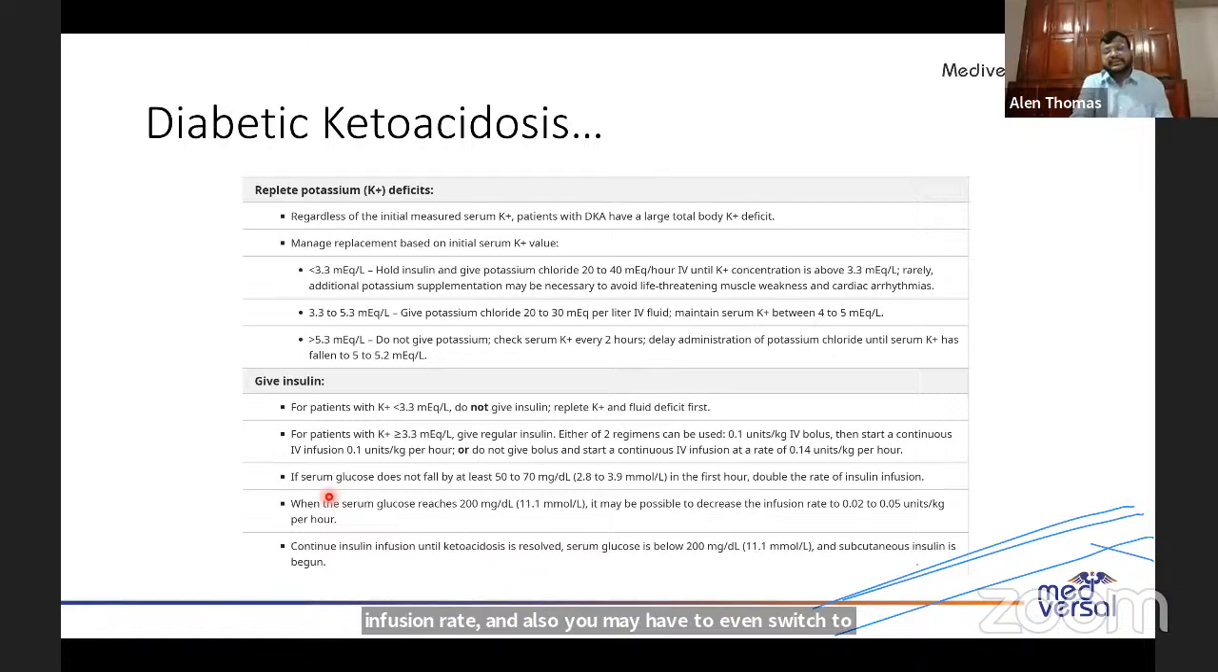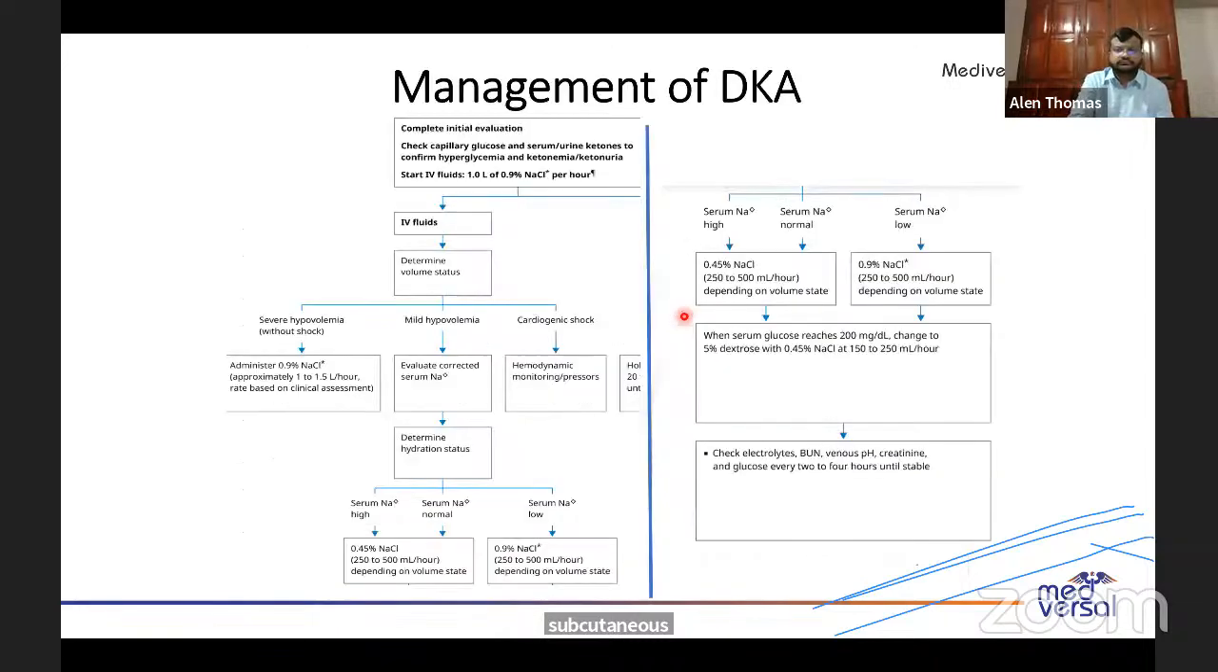Once the ketoacidosis is resolved, you can switch to subcutaneous insulin. Till then, it's IV insulin that's there. Management of DKA, I had put it in detail. So IV fluids, I'm not going to go through, but I found this very nice algorithm and thought it'll help you. So it starts off like this and then goes like this.